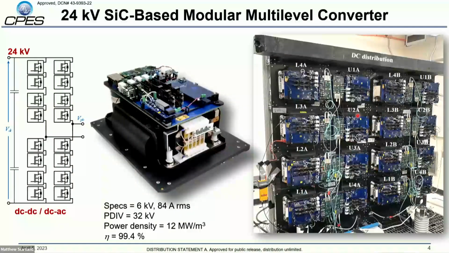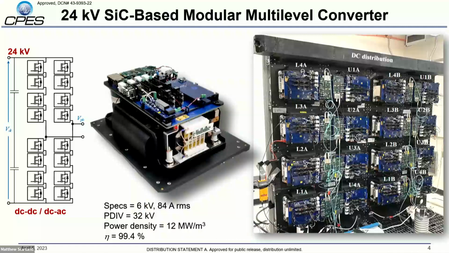So here's our converter that we actually have in there. Again, come by and see it if you haven't already. This is 2 phase legs with 4 cells in the upper and 4 cells on the lower arm, giving us our 24 kV bus. Each of these PEBs is rated for 6 kV.